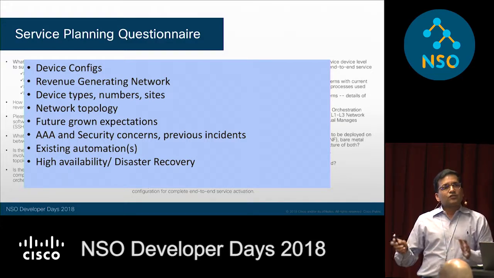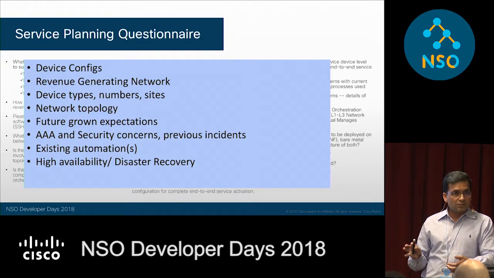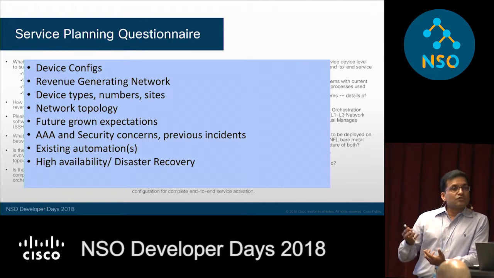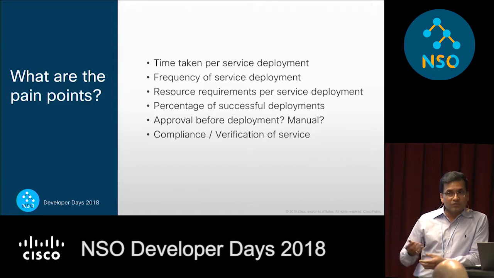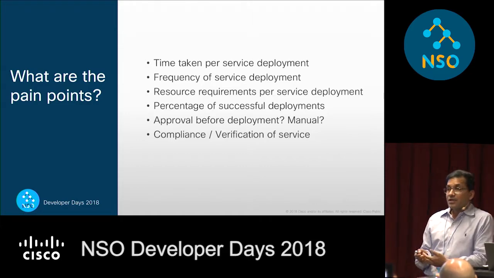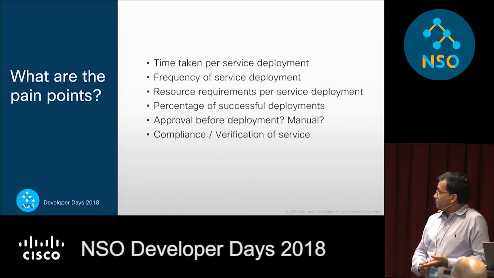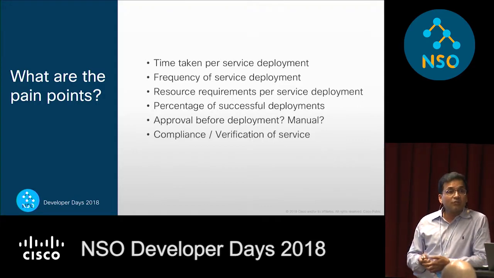So what are we trying to solve here, first of all? Definitely there are some pain points which can be solved by automation. Do you remember when we used to order a landline and it used to take a few weeks to get it provisioned? It impacts the revenue, bad customer experience, frustration. So time taken per service deployment, and what is the percentage of successful deployments?